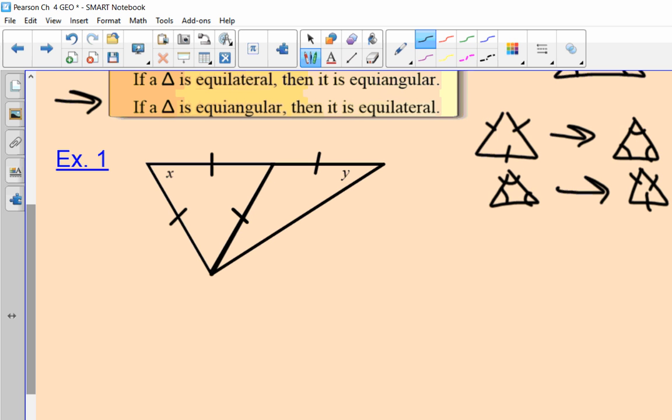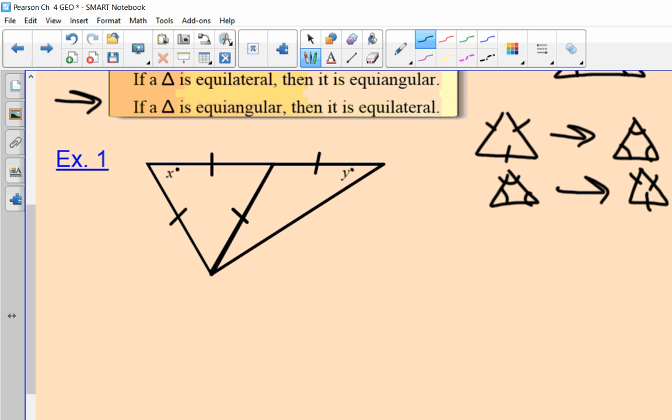And they're going to ask us to find the value of x and y, which are angle measures. They don't put the little degree symbol there. They should have. Let's see if I can do it without messing it up too much. I'm trying to find those angle measures, all right? And we're going to take these theorems that we just did and apply them.